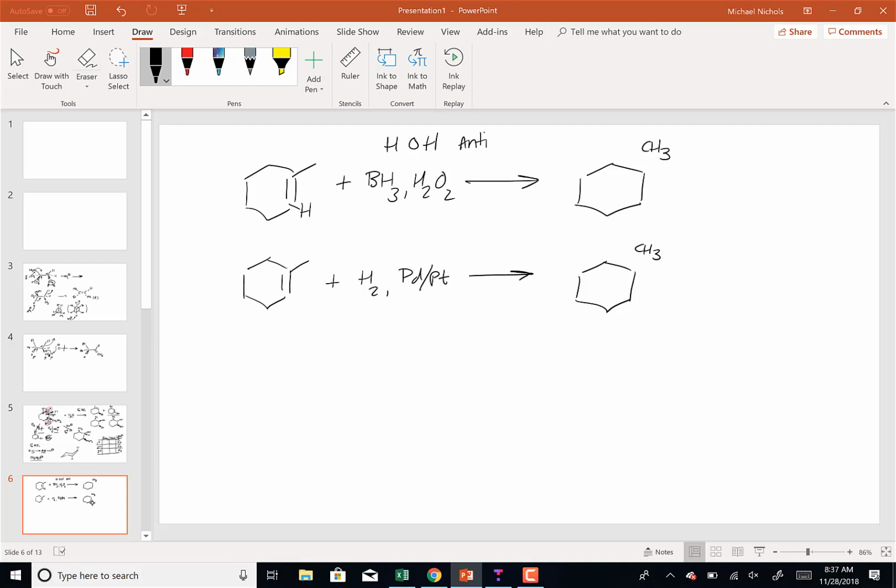It's the opposite of Markovnikov. So Markovnikov would be what? Adding the H to the carbon with the most hydrogens. In this case, I'm going to add the hydrogen to the carbon with the least hydrogens. So that means the H is going to go here and the OH is going to go there. Right? That's anti-Markovnikov addition. Okay.